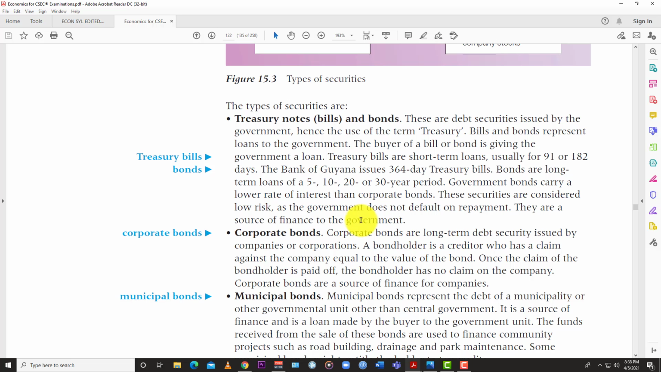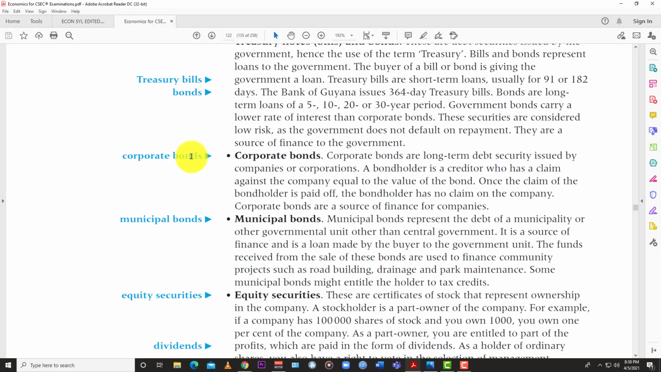And here they say government bonds tend to be lower risk because governments don't default on their bonds. But of course that might not be true because, when some governments fail, like Greece and those places, they can default on bonds, and that's a problem for those who invested. You lost all the money just like that. Then we have the corporate bond.